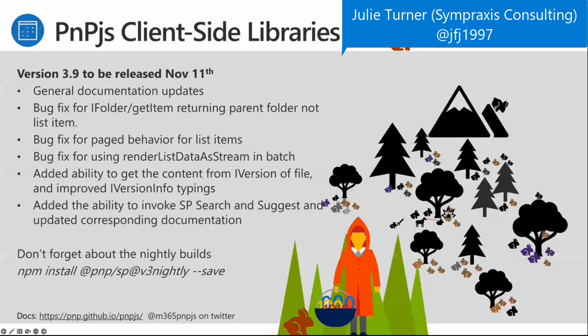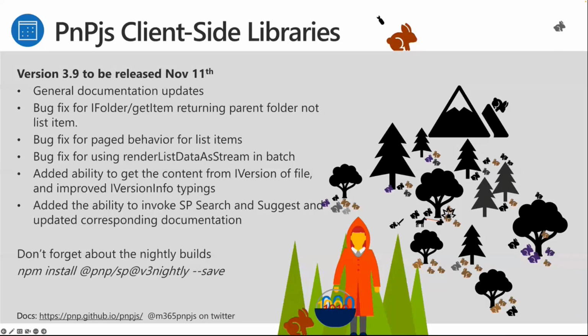So we have a new version, as we do every month, going to be released November 11th. This, as always, has our general documentation updates. We have a bug fix for the IFolder and GetItem error where it was returning the parent folder, not the list item. So that bug has been fixed. We have a bug fix for paged behavior in list items. There was a fix for renderListDataAsStream not working in batches.